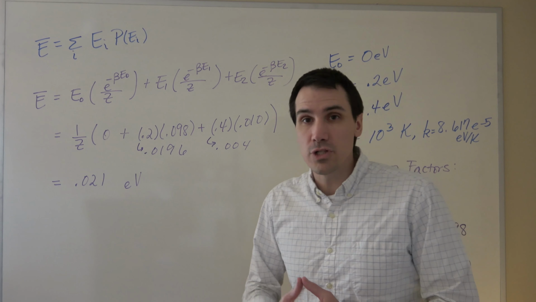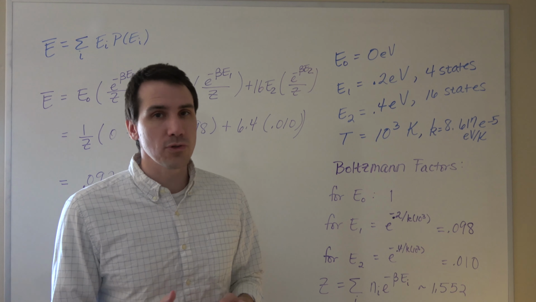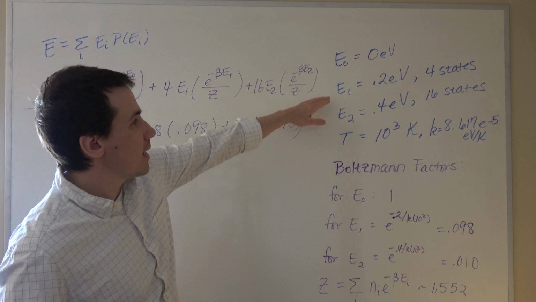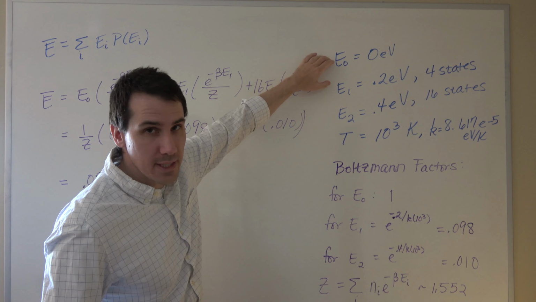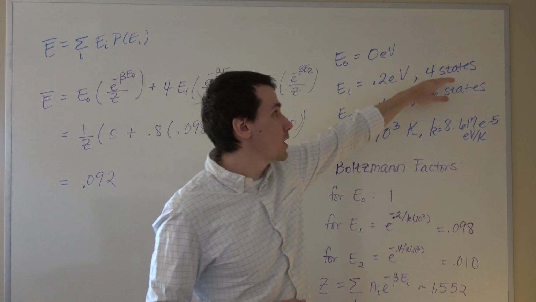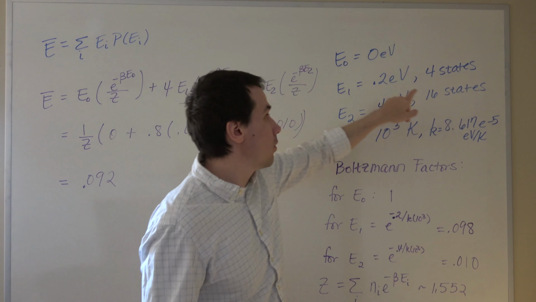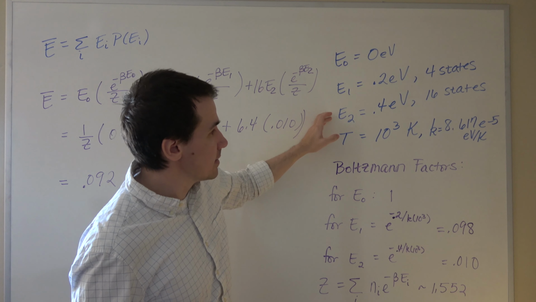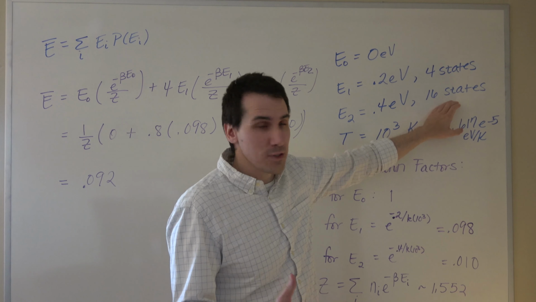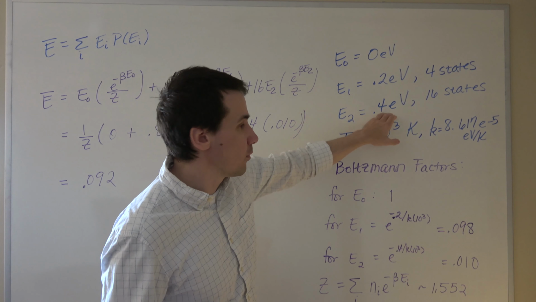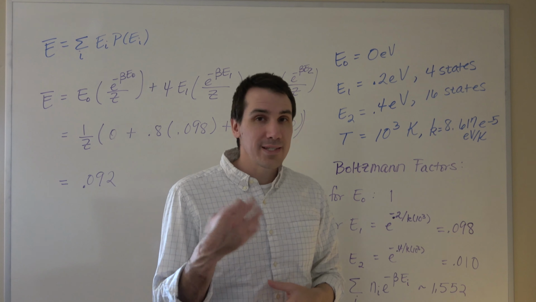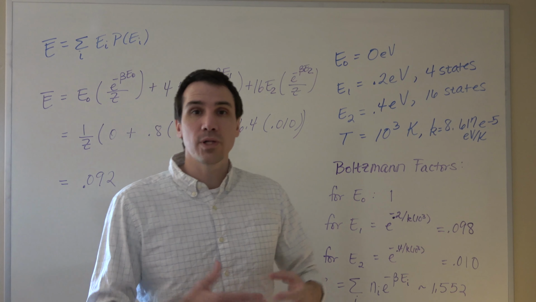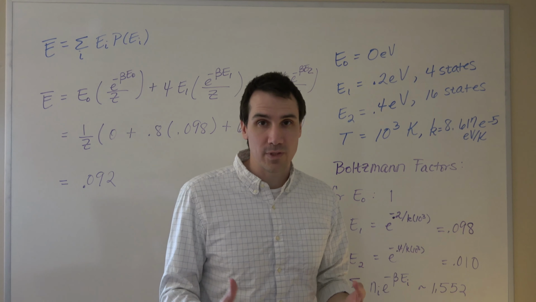Now let's look at this same system, except now we'll introduce degeneracies into the energy levels. So let's imagine that we have one ground state, but the first excited state really has 4 different states, all with the same energy of 0.2 electron volts. And likewise, the second excited state, there are actually 16 different states, each with 0.4 electron volts as their energy. This is going to make it more likely that the particles will be in some excited state because there are simply more excited states for them to be in.